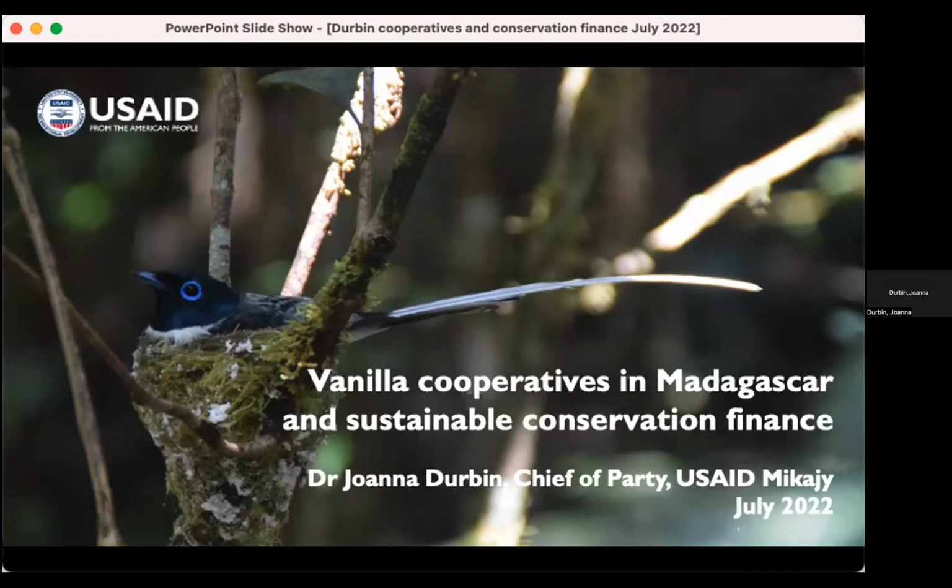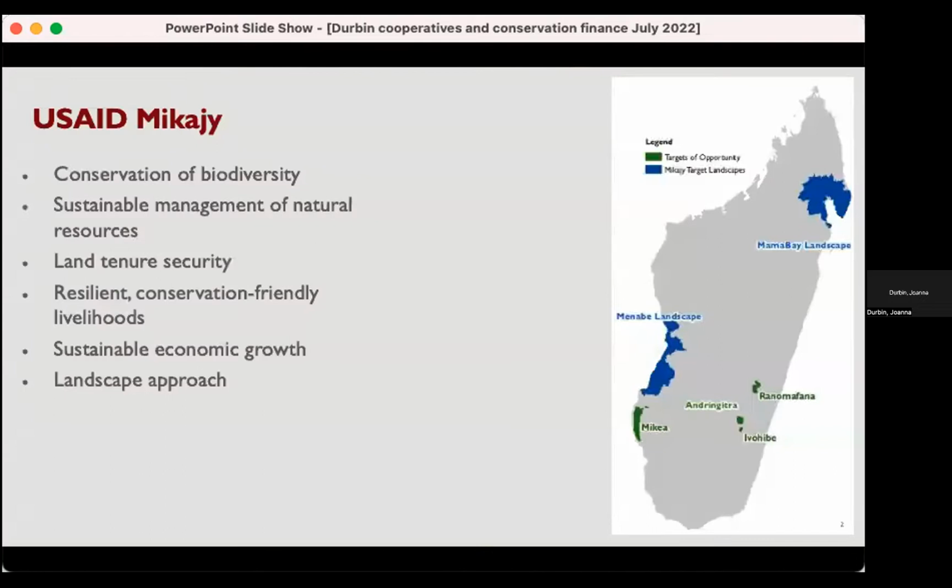Hello everyone. I'm very pleased to be talking to you all from Antananarivo, or Tana, the capital city of Madagascar. USAID Mikaya is now entering its fifth and final year and operating in two landscapes in Madagascar, one of which is Makira Bay in the northeast, which is the area I'll be talking about today.